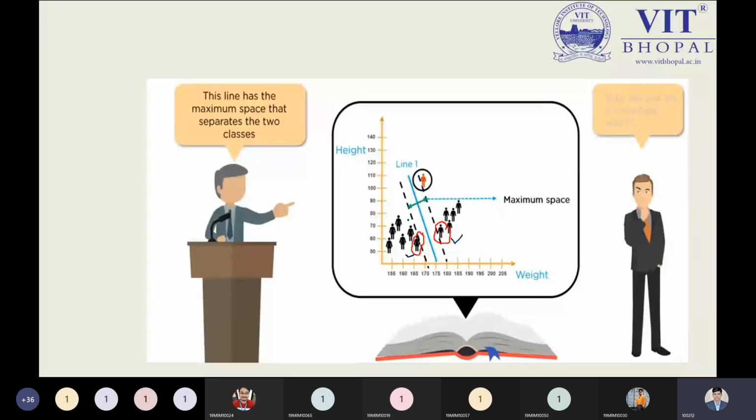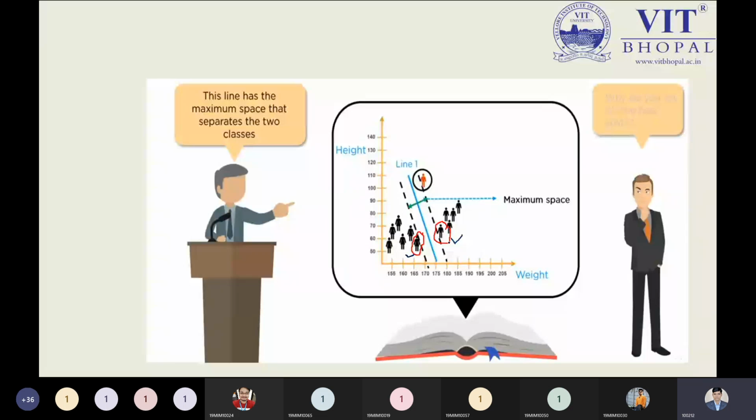So after drawing these two lines, I need to consider the space, which is known as the maximum space. If you want to decide on the maximum space, it is line one. Why am I choosing it? Because of only one factor: the maximum space. The maximum space should be more. That is the point you need to keep in mind. So this line has the maximum space that separates the two classes.